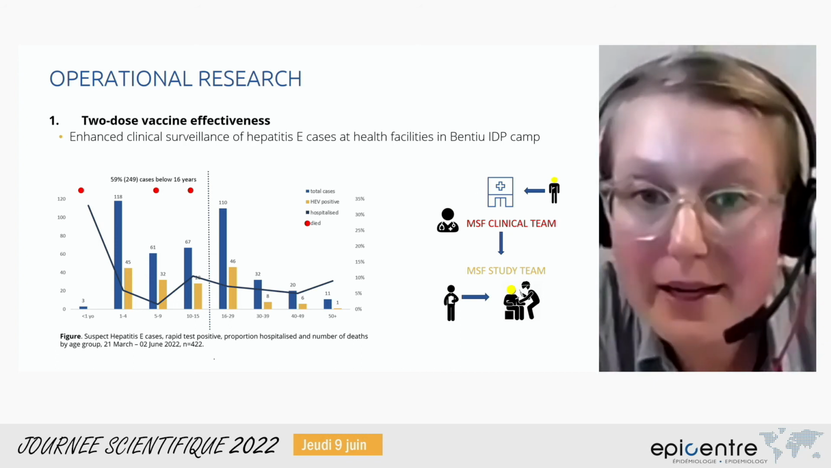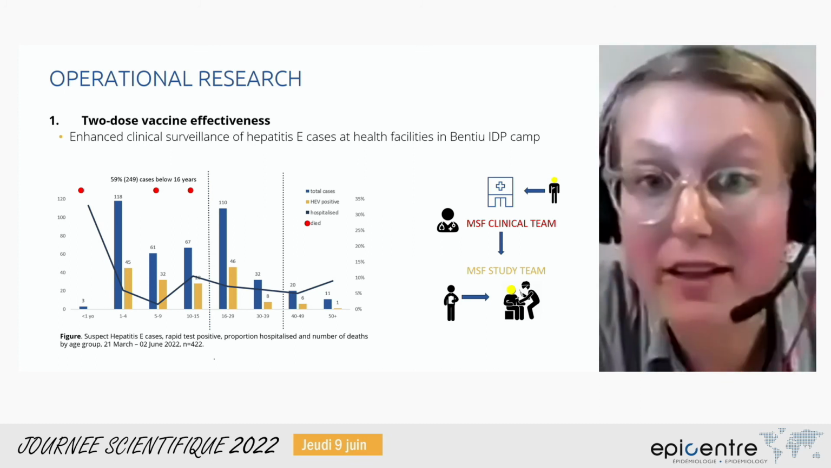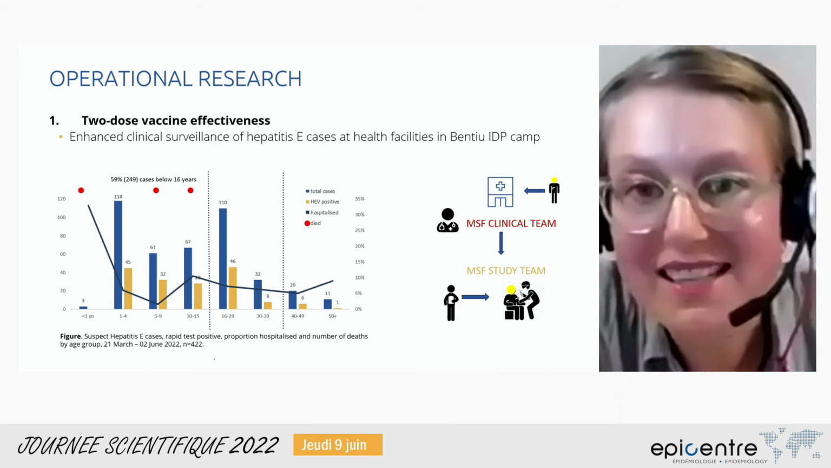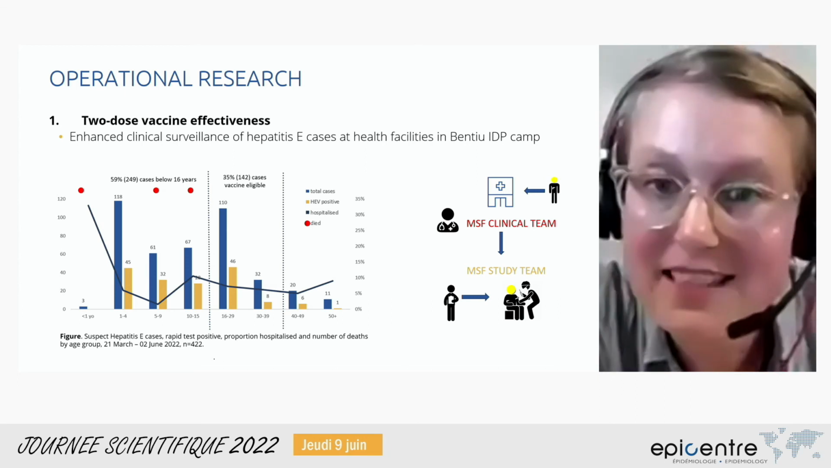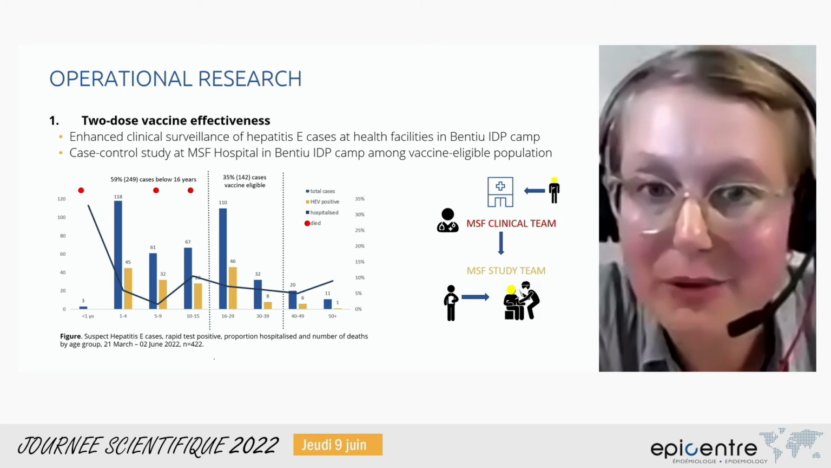In the population that we've enrolled in this surveillance, 35% were eligible for the vaccine. And among this population, we are conducting a case control study in order to look at this 2-dose vaccine effectiveness, recruiting cases at the hospital and controls in the community.